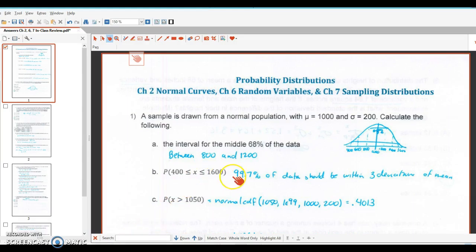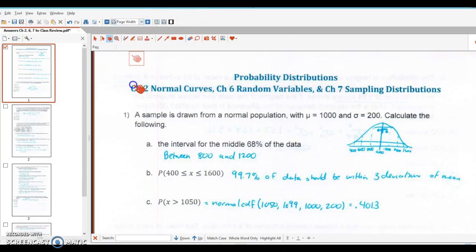So we know it's normally distributed with a mean of 1,000 and a deviation of 200. The first thing I notice is that part A is asking about 68%, and the empirical rule from that first unit, 68% of the data should be within one deviation, 95% should be within two deviations, and 99.7% should be within three deviations. So first thing I did was draw a curve out to the side, put the 1,000 that I'm given in the center, and then mark off three deviations on either side.